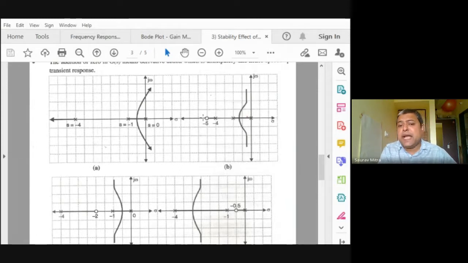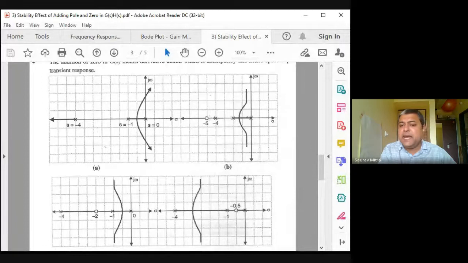Now as soon as you add a zero here at -5, this root locus will start at -4 and will end at -5. And there are 2 root locus. So here there are 3 poles, 0, -1 and -4, but one root locus is ending at -5. Okay, so how many root locus will go to infinity? It is P minus Z, 3 minus 1 is equal to 2. You are finding here, okay, so these are the 2 root locus which are going towards infinity.